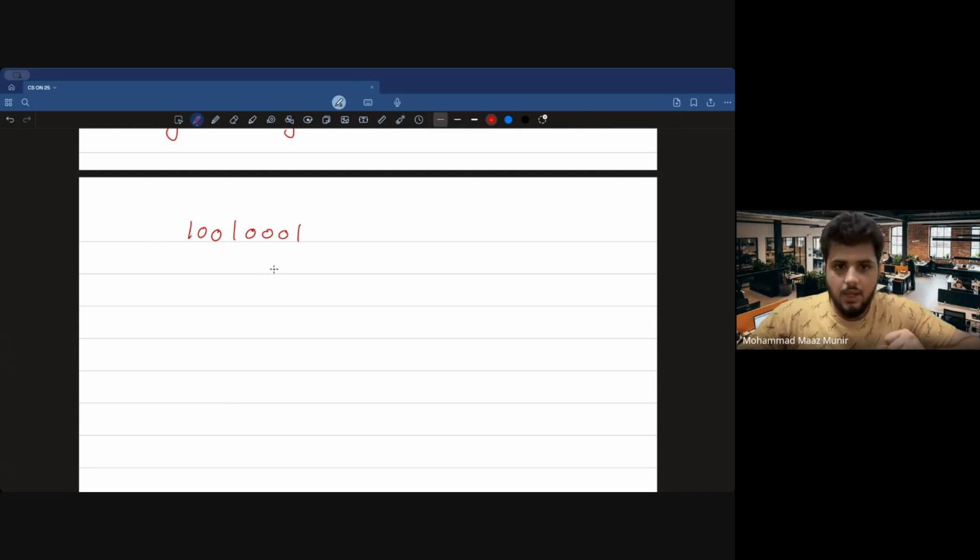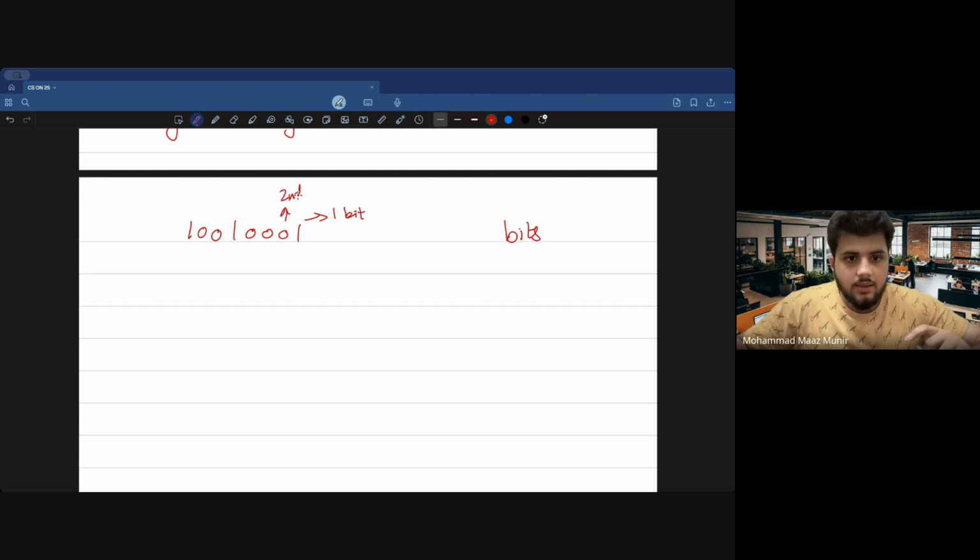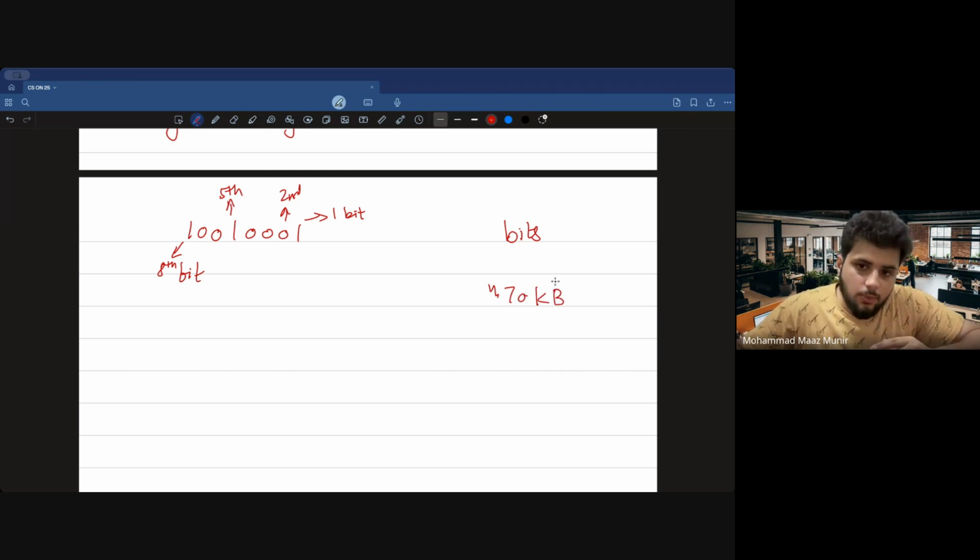Okay, one other thing. We mentioned tens, hundreds, and all those things, right? But in binary, we call it bits. This is 1 bit. This is the second bit. This is third, fourth. This is the 5th bit. And finally, this is the 8th bit. So you usually would have seen this in your computers. When you check the size of a file, it's something like 470 KBs. So this B basically refers to bytes. Bytes, and 1 byte has basically 8 bits in it.